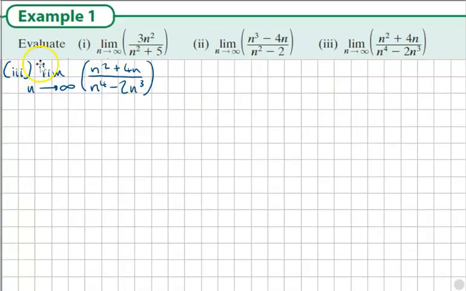And then part 3, the limit as n approaches infinity of n squared plus 4n over n to the power 4 minus 2n cubed. So we are going to divide by the highest power of n, which this time is 4. So we're going to divide the top and the bottom by n to the power of 4. And the goal here is to make every value have the n in their denominator, or else to just change it into a constant.